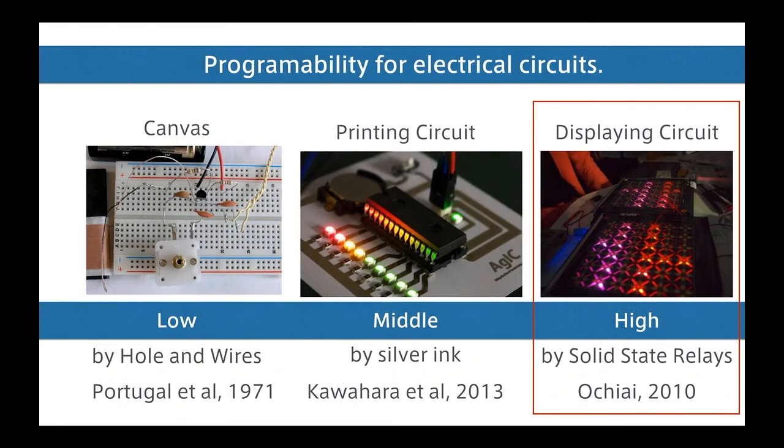It's the same in electrical circuits or DIY electronics. Canvas is like a breadboard. Its programmability is low, printing a circuit is middle, and displaying a circuit is high. The breadboard was developed in the 1970s, and it is made of holes and wires. Printing circuits with silver ink is also well known, as in last year's research project by Kawahara et al., and my research project is realized with solid-state relays in 2010. Today I'll talk about this.